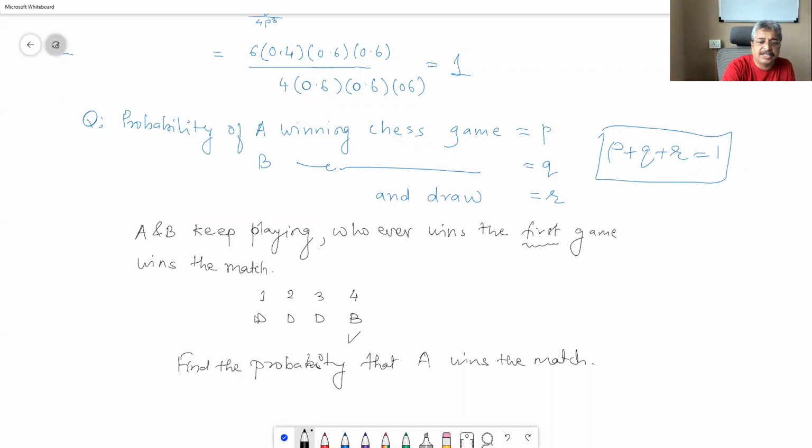Any one of them wins the first game. Suppose they play against each other in the first game itself. Suppose A wins, the match is over. But suppose it is a draw, second game they will play, again it is a draw, third, and they will continue till somebody or the other wins. Then what is the probability that A wins the match?